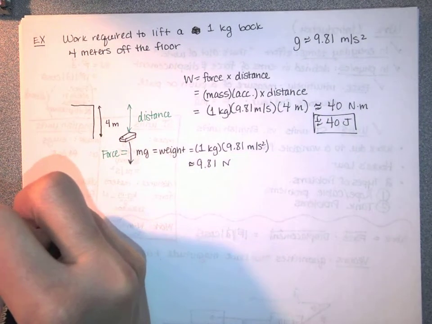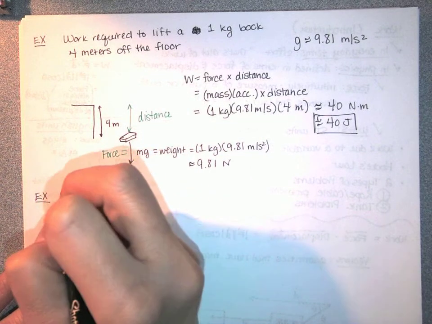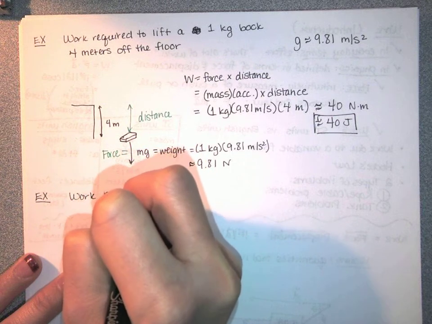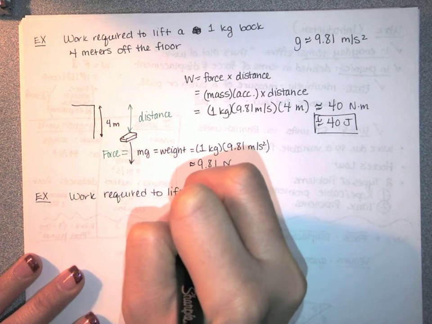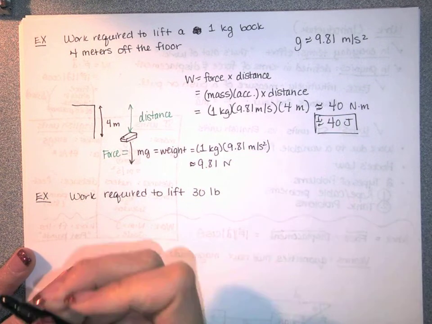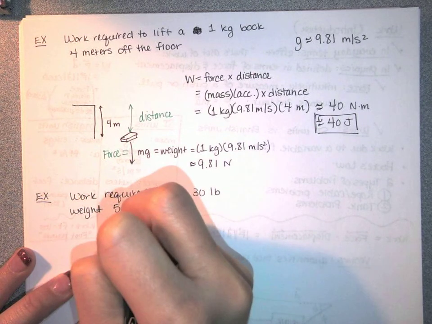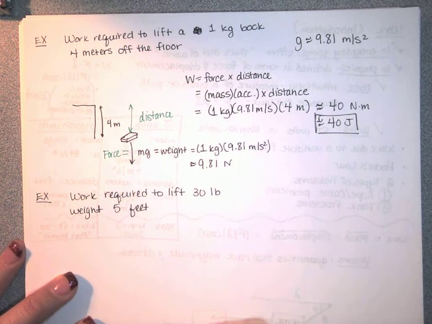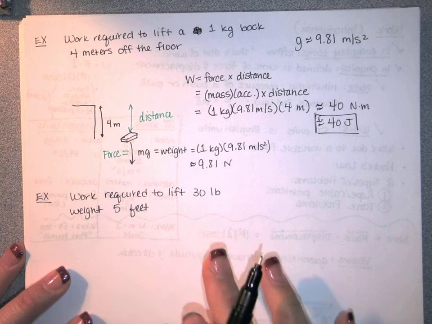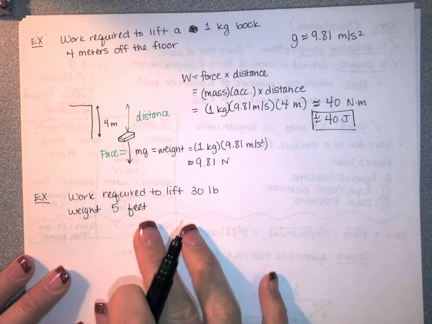What if I am lifting up a weight? So let's say we want the work required to lift a 30-pound weight 5 feet. Well, again, 30 pounds and 5 feet are not changing. This thing weighs 30 pounds the entire time. It's going to be moving through exactly 5 feet.